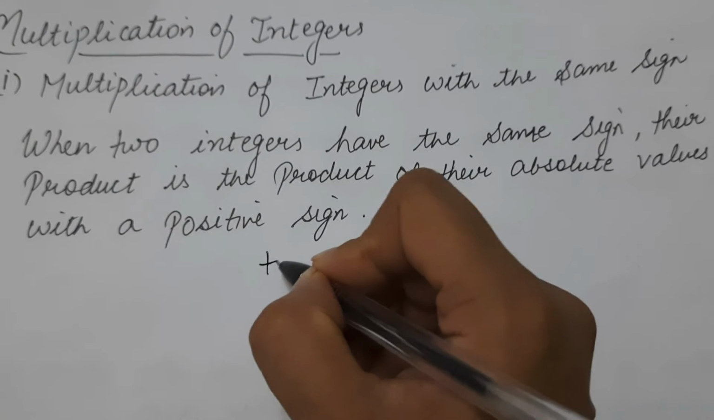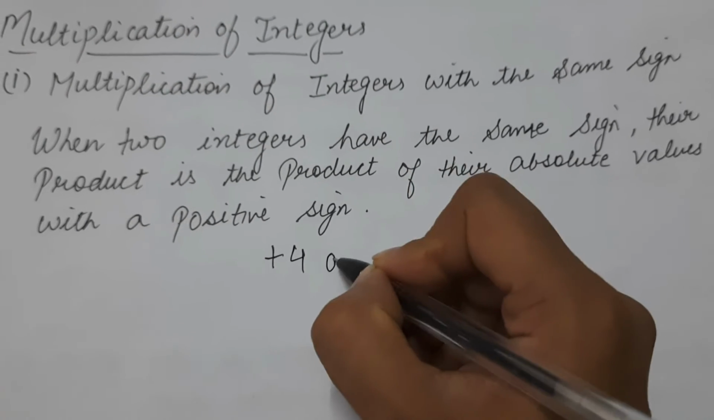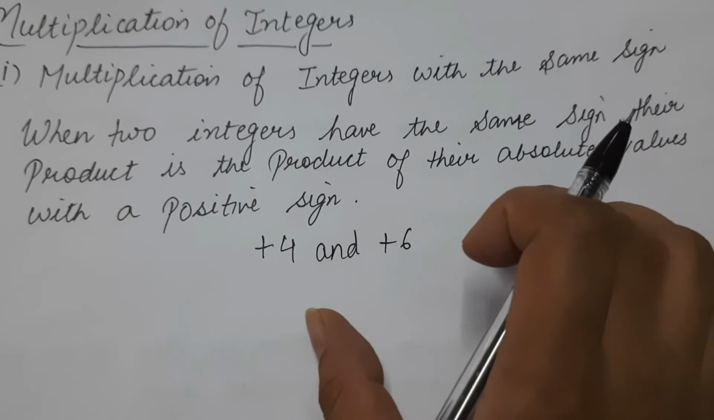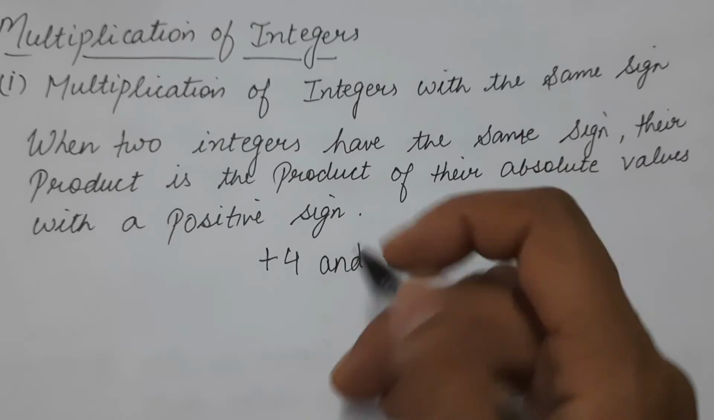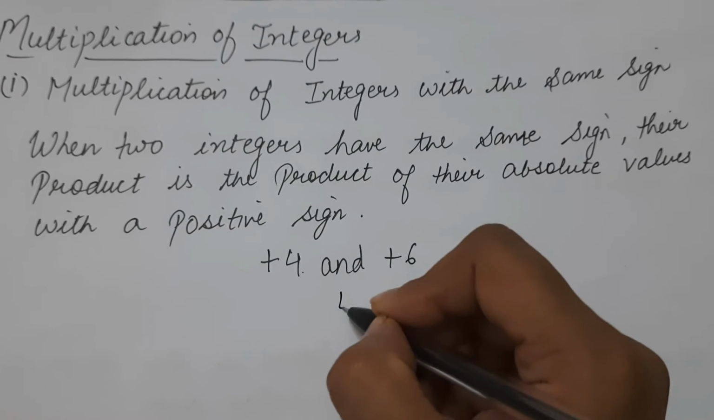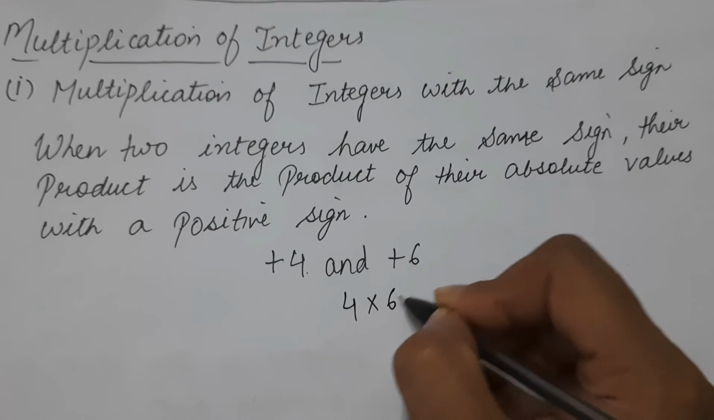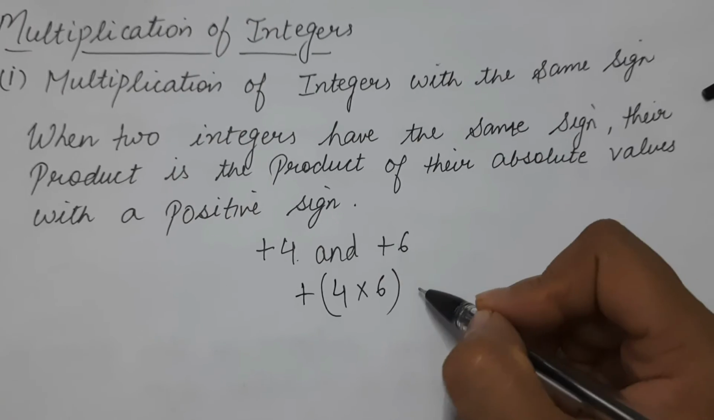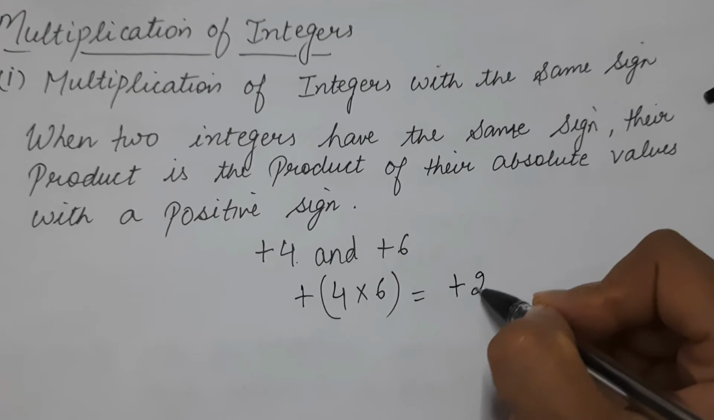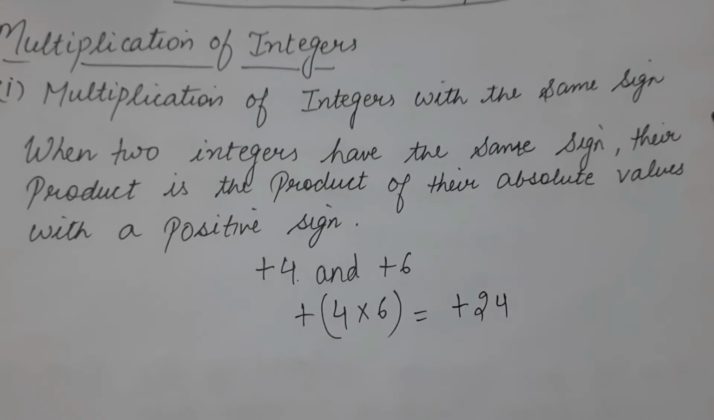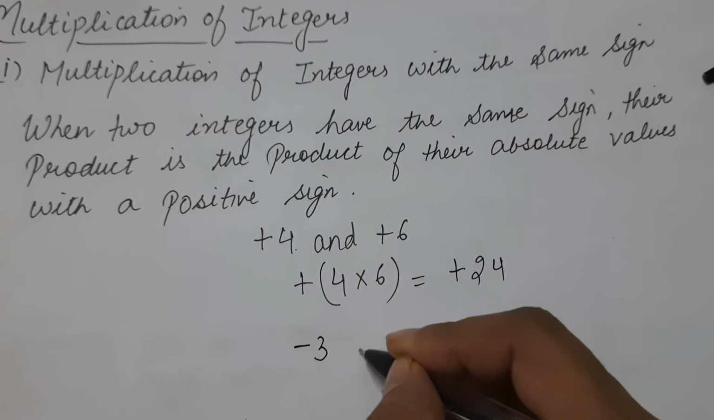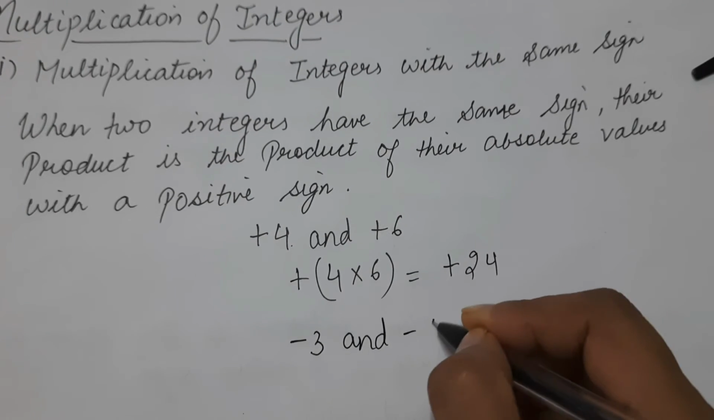Suppose we have two integers, +4 and +6. Then how do we multiply these two integers? The product will be the product of their absolute values with a positive sign. Okay, so it will be +24. Clear?